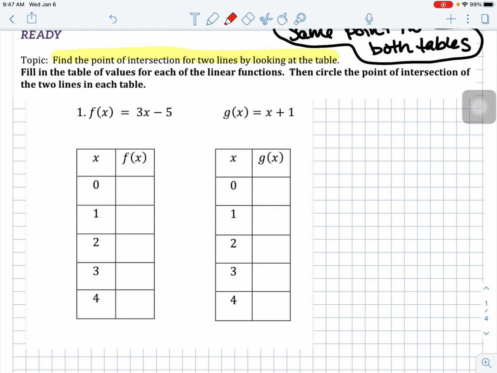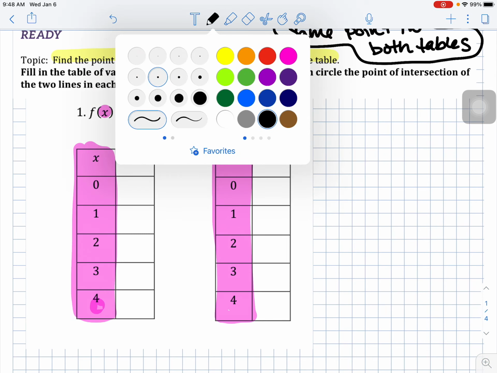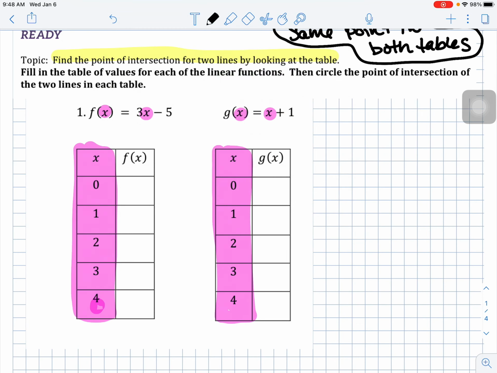So if you'll remember, these are all x values. So I'm going to plug that value in my equation for x. And for the second table, I'm going to plug those x values in. So this one is when x is 0, you'd say 3 times 0 is 0, minus 5 is negative 5. Right? And then I'm going to plug in 1. I'm going to say 3 times 1 is 3, minus 5 is negative 2.